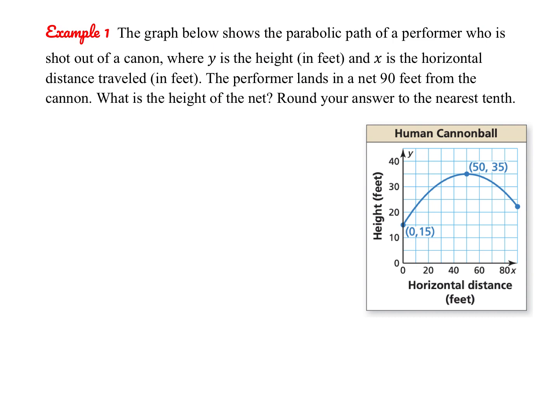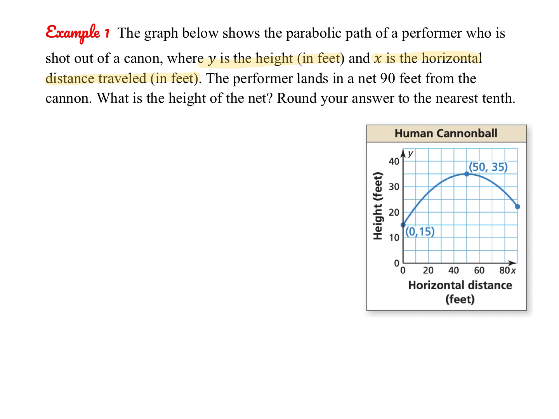All right, so let's look at this first example together. Here we have a graph that shows the parabolic path of a performer who is shot out of a cannon. Notice that the y-axis represents the height of that performer in feet, and the x-axis represents the horizontal distance traveled in feet. It is important that we note what our axes represent. Sometimes the x-axis represents a horizontal distance, but it's also very common for it to represent a unit of time. So just make sure you understand what your graph really represents.